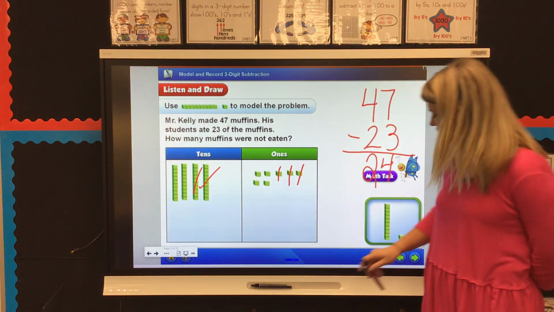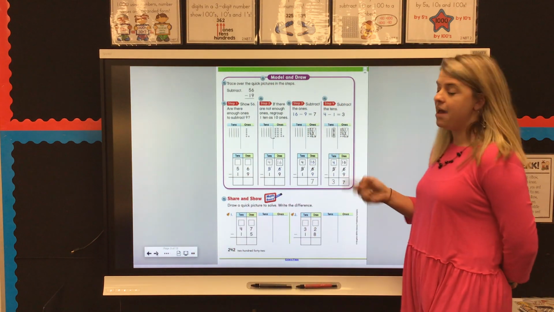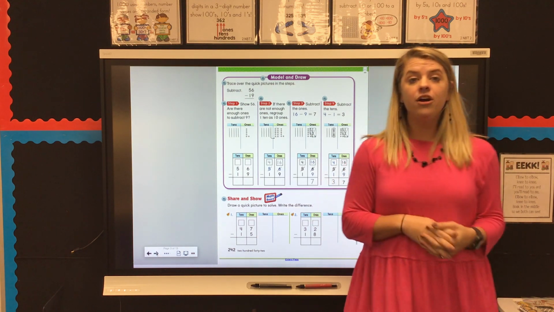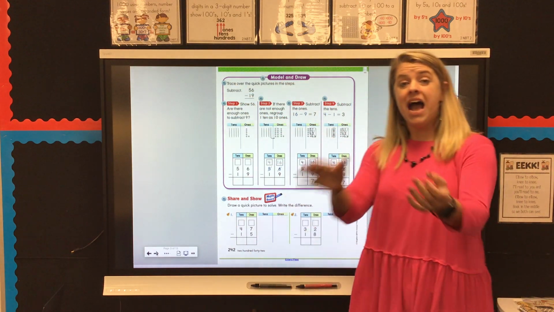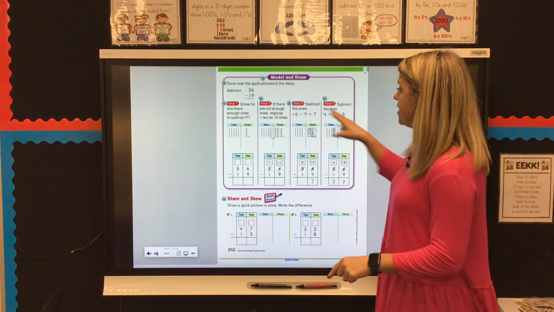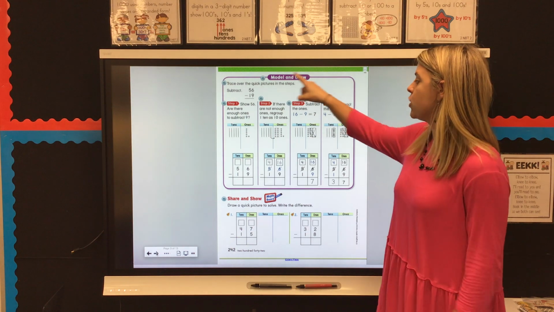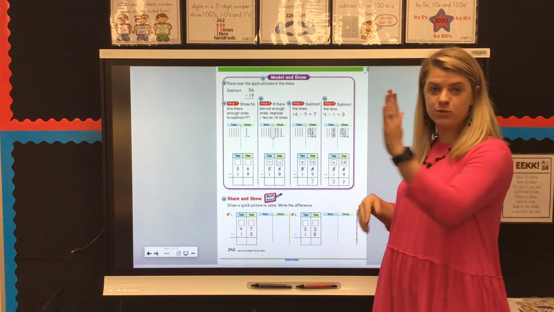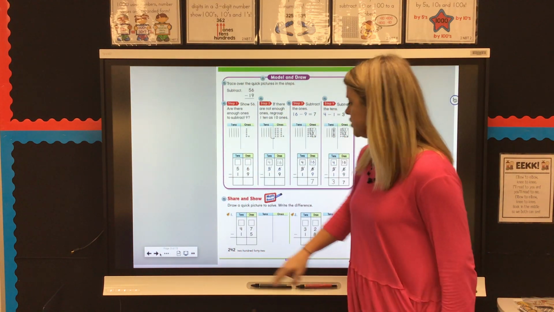So how many of the muffins were not eaten? 24. All right. Let's go ahead and turn over and look at page 242. We are going to be concentrating on this model and draw part. My slides are going to take it one step at a time, but in your book, this is where it's happening. I want you to make sure that you see this purple model and draw bubble, and that is where you're going to follow along with Ms. Gates' steps, okay? So here we go.